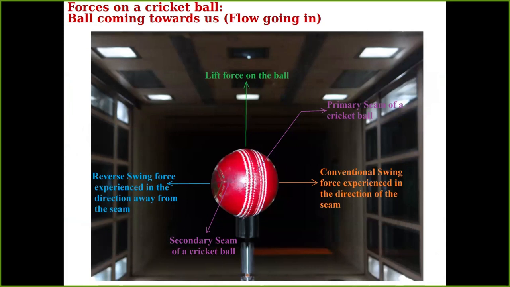So if it is coming out of the screen and the seam is in this direction, and suppose the force acts in this direction, that would be the conventional swing. We call it positive. If the force acts in the blue direction, that is reverse swing. With a brand new cricket ball, we can do experiments at different speeds, different seam locations, and take measurements. There's also lift on the ball that would be very useful for a person like Bumrah, for example.